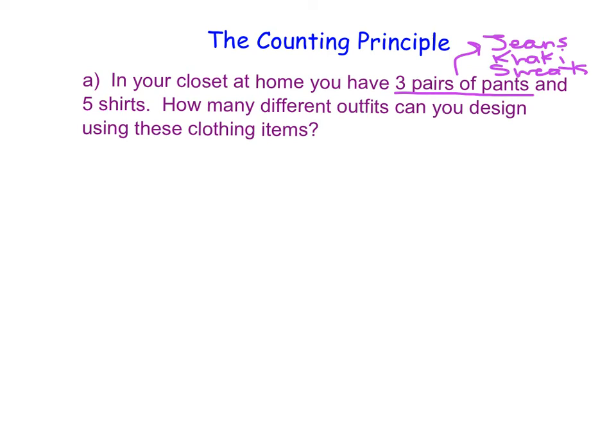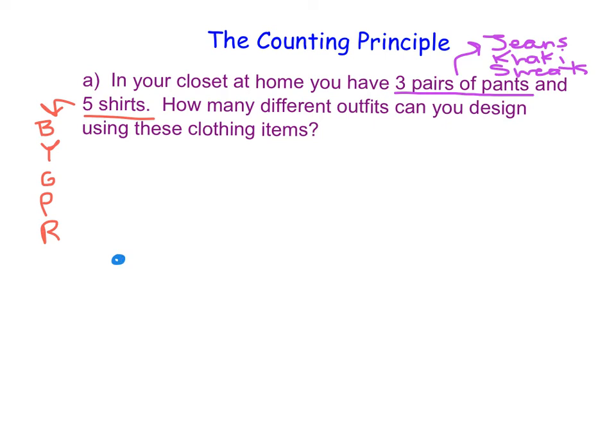Then we also have 5 shirts. So let's say that our shirts are blue, yellow, green, pink, and red. And it says, how many different outfits can you design using these clothing items? So I like to make a tree diagram to describe this the first time so we can see it in action.